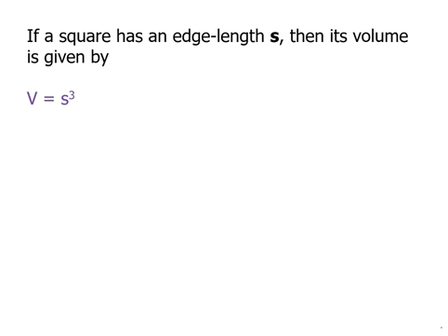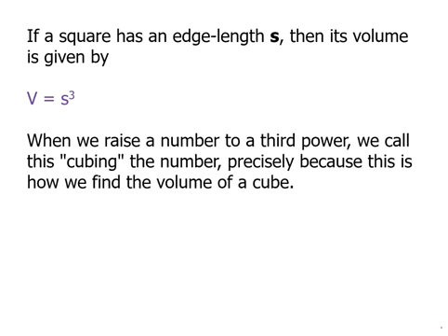If a square has an edge length of s, then its volume is given by s cubed, s times s times s, or s cubed. And in fact, when we raise a number to the 3rd power, we call this cubing the number precisely because this is how we find the volume of a cube. So just the words squaring and cubing are actually geometrically grounded. They're actually connected to the shape of a square and the shape of a cube, even though we use these terms when we're in a non-geometric context.